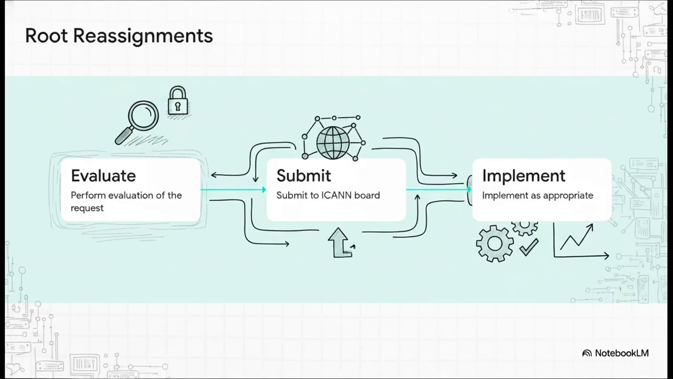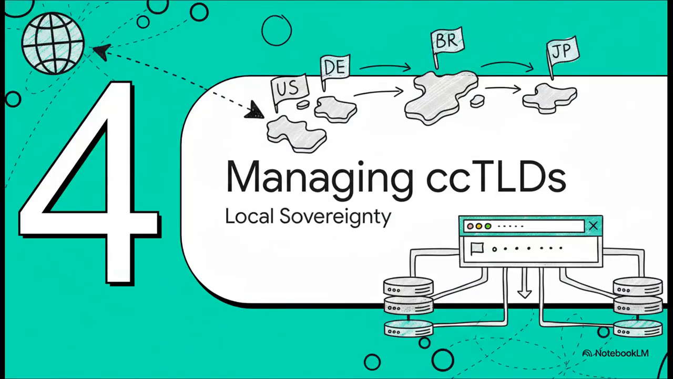You can really see this careful limitation of power in how they handle changes. Routine technical updates, those are easy. IANA just confirms it's authentic, checks for technical bugs, and pushes it through. But reassignments, like actually changing who runs a domain, that is tough. For those, IANA goes through a rigorous process. Step 1, they perform a deep evaluation. Step 2, they submit it to the multi-stakeholder ICANN board for consideration. And Step 3, they implement it as appropriate. It's heavily vetted. Which leads us perfectly into our final section, Section 4, Managing Country Codes.